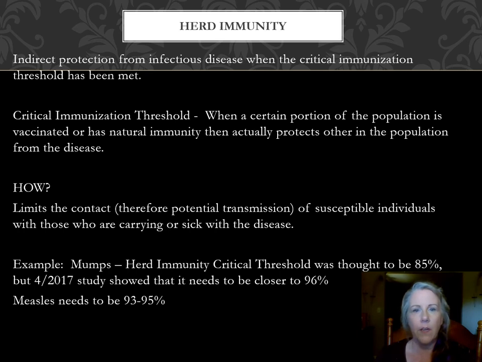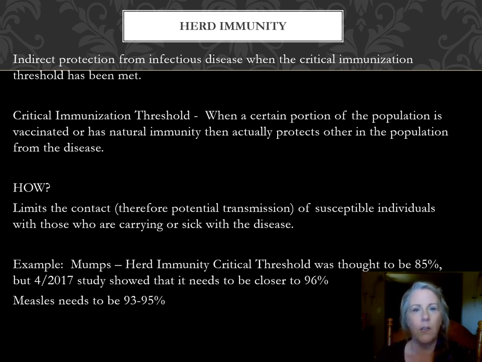Now let's talk about herd immunity. Another term for this is community immunity, but it's a mouthful for me to say. So, older term, herd immunity. Newer term that you're going to start hearing more of is community immunity. All right, so what is it? It's basically indirect protection from infectious disease when the critical immunization threshold has been met.